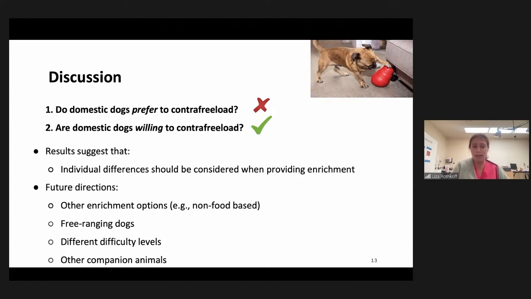And different difficulty levels could also be studied. There is evidence in the literature that different difficulty levels of a contra freeloading task do affect contra freeloading behavior, and that the easier the task, the more contra freeloading behavior that will be displayed. So this could also be studied with dogs with different difficulty levels of enrichment feeders, and can also be studied in other companion animals. It has been studied in cats and some farm animals, however, to see if this result rings true in other animals, or maybe this is just a dog and a cat thing. This should be studied further.